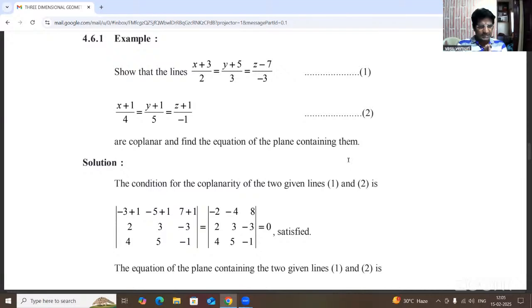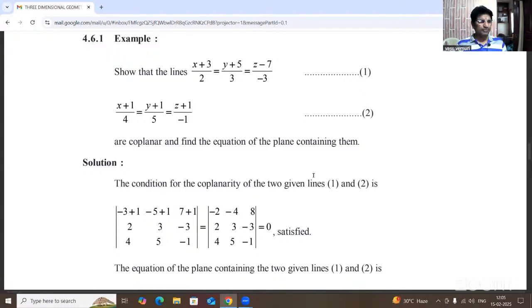First of all, we must observe the given data. Here two symmetrical lines are given. Now here the first symmetrical line's point is minus 3, because x plus 3 can also be written as x minus of minus 3. Y plus 5 can also be written as y minus of minus 5. So that's why the first symmetrical line's point is (minus 3, minus 5, 7). Okay, the first line's direction ratios are 2, 3, minus 3.